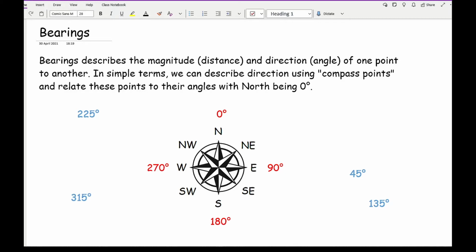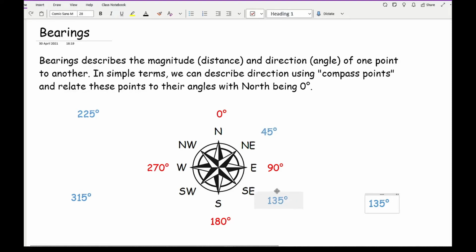Now in simple terms we can describe direction using compass points and relate these points to the angles, with north being 0 degrees. So if north is 0 degrees, then east would be 90 degrees, south would be 180 degrees, and west would be 270 degrees, going in a clockwise direction, which is another important aspect to look at. So that means that northeast will be 45 degrees, because that's halfway between 0 and 90.